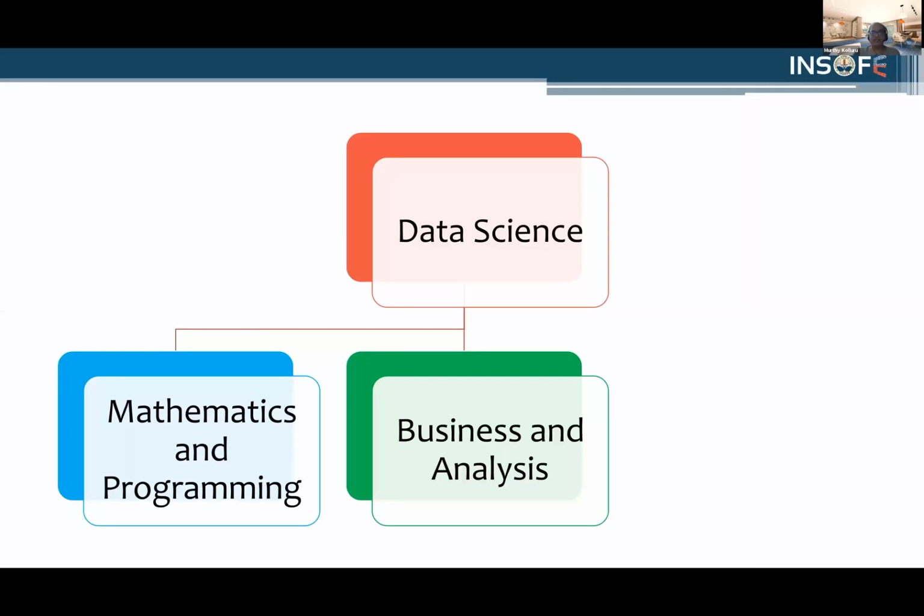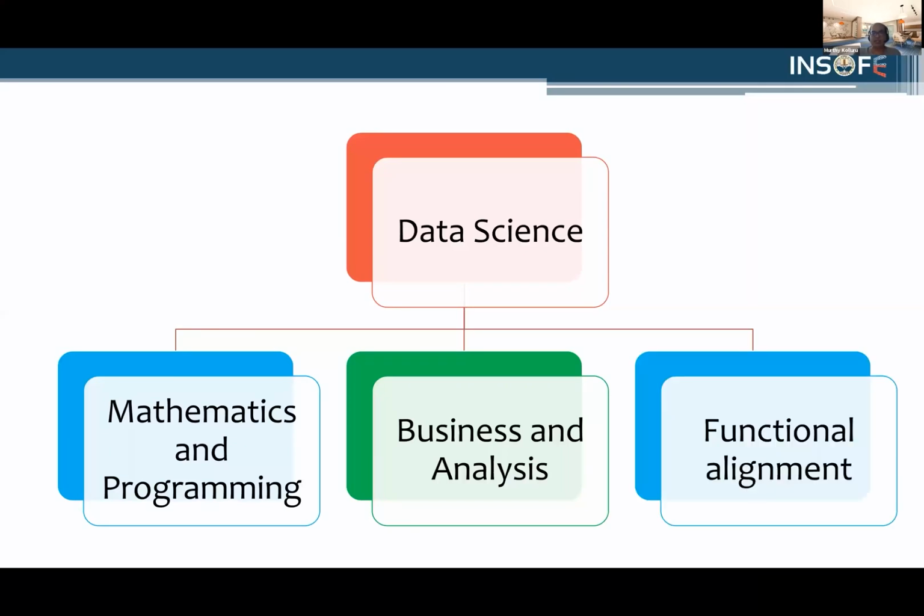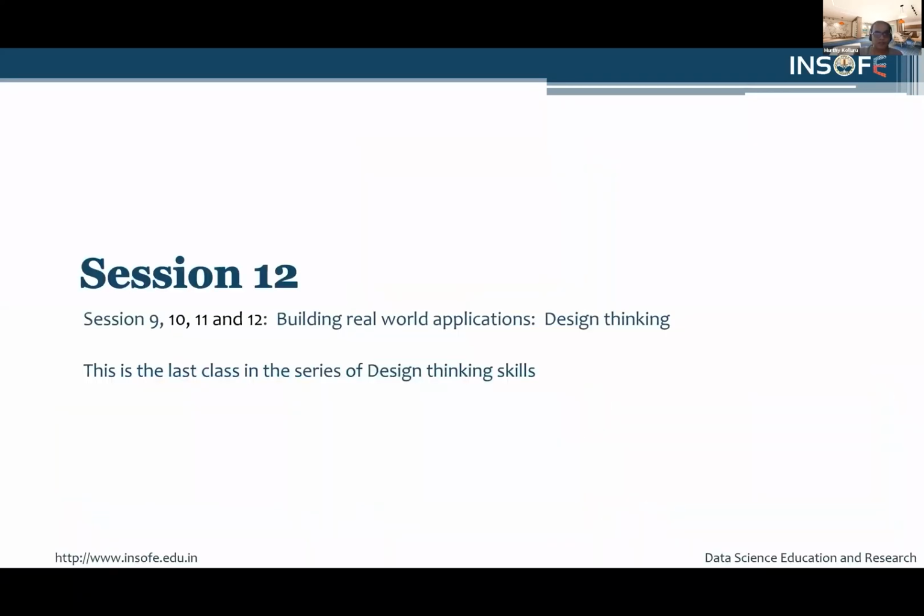After this, we'll have the functional alignment. There are a few classes on the functional side. This is the last class in the series on design thinking. Next class, we will go to data-oriented things, a business module, but data-oriented.